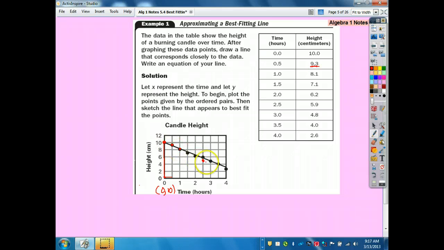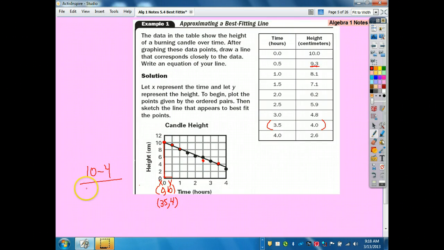So what would be another good point to use that's touching this line if we wanted to figure out our slope? We've got 0 and 10, and the 3.5 and the 4? Yeah, I agree. That would be a really good one. So that would be 3.5 and 4. So what would the slope of that line be? These are my x's, these are my y's. 10 minus the 4 on the top.